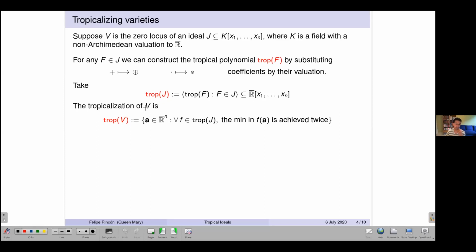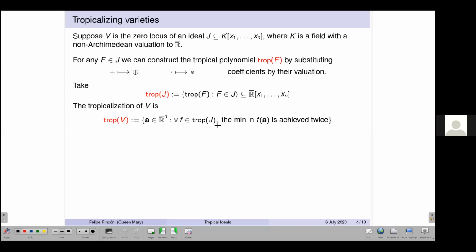And then the tropicalization of the variety is the locus where all these tropical polynomials vanish. And for us, that's going to mean the collection of all points in n-dimensional tropical space such that for each polynomial in this tropicalization of J, the minimum is attained twice.